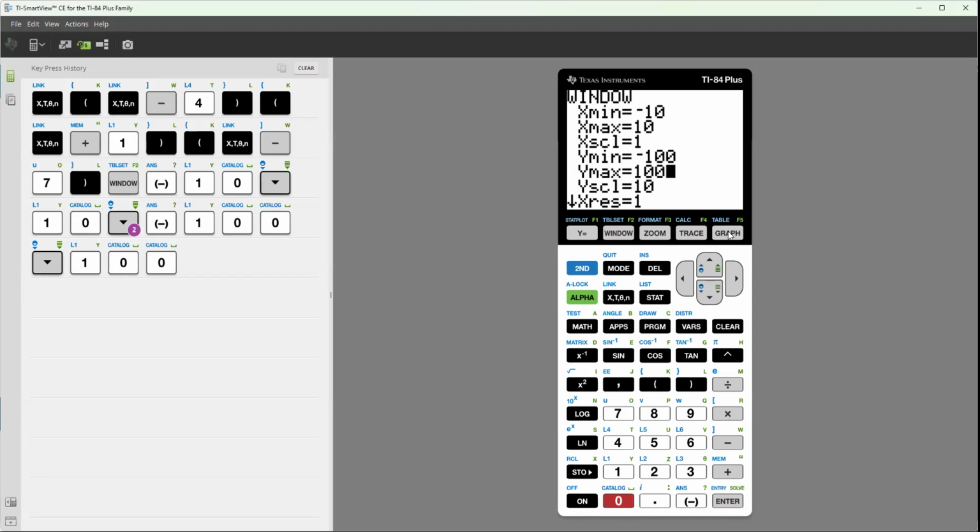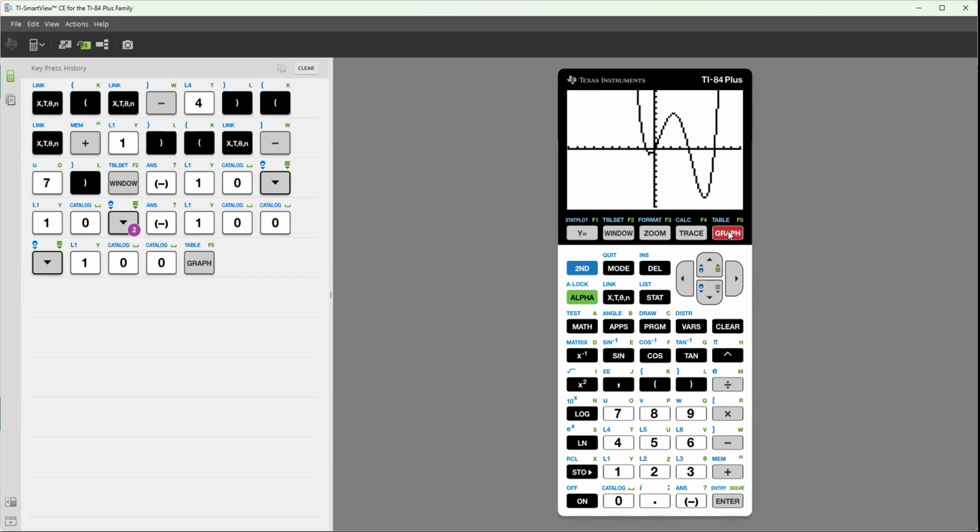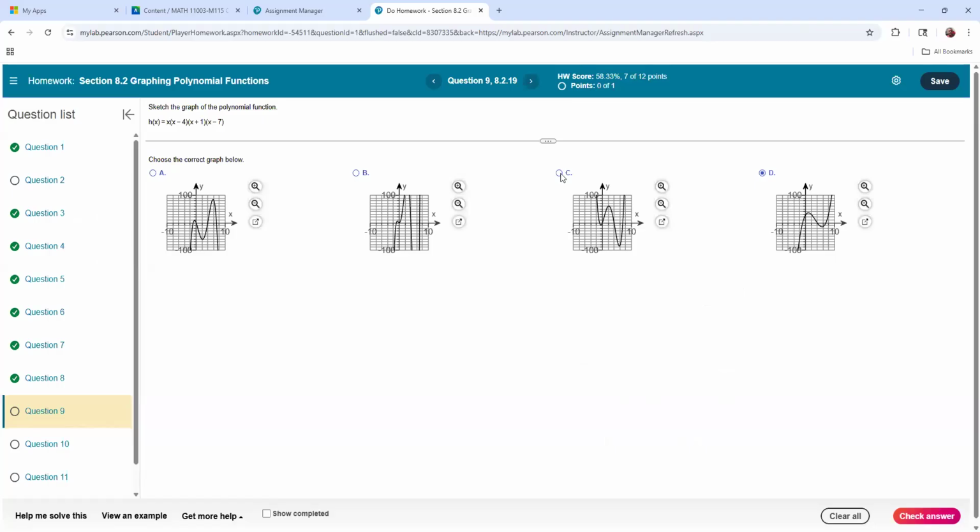So what I want to look at is the graph. Then y'all look, it looks like a W on the right side, right? So let's go back to Math Lab. And the only one that looks sort of like that W would be C. A looks like an M. B is nowhere near what I needed, and D is not either. So the only one would have been C on that one, okay?